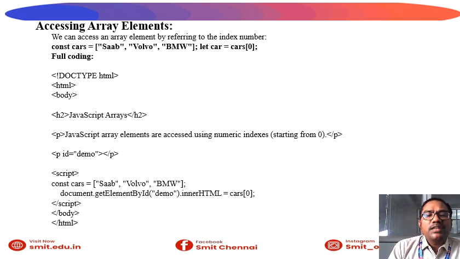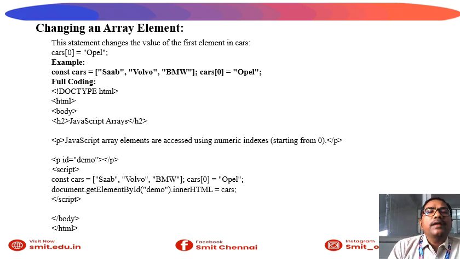Now inside the example, under the script tag, you can see here we have created an array. The name of the array is cars, and we use document.getElementById. We are giving the name of the id, dot innerHTML is equal to cars, and within the square brackets 0. 0 means the first element of the array. So in this example, Saab is the first element. That element will get printed. So this is how we can access an element from the array.